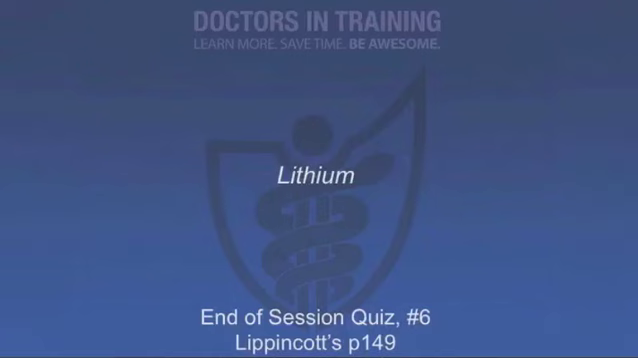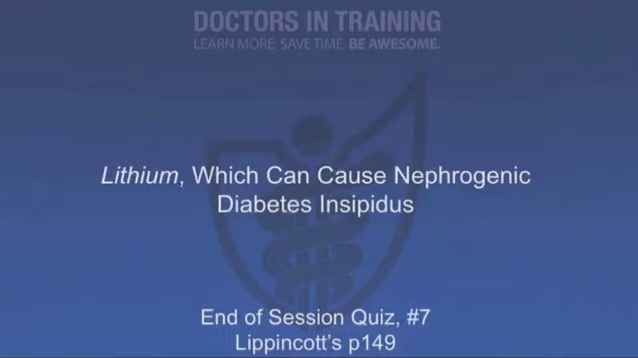Next, in what medication used to treat bipolar disorder would you want to check kidney function and thyroid function on a regular basis? Well, that's going to be lithium. Next, a 23-year-old male patient currently undergoing treatment for bipolar disorder presents with new onset nocturia. What medication is he probably taking, and explain why he has nocturia? Well, this patient is on lithium, and the lithium is causing nephrogenic diabetes insipidus.